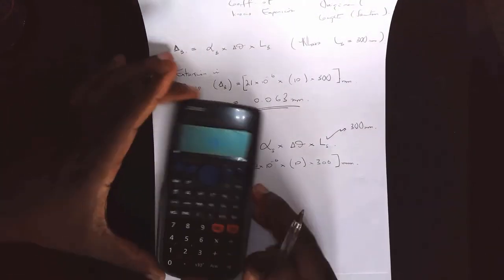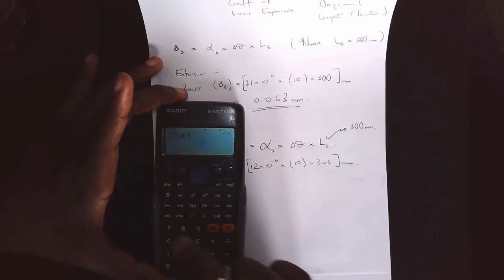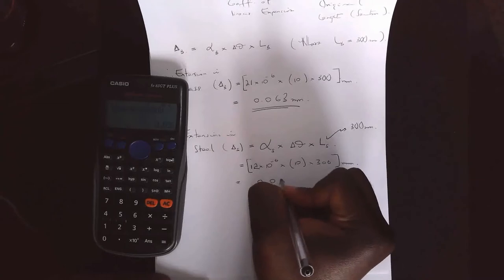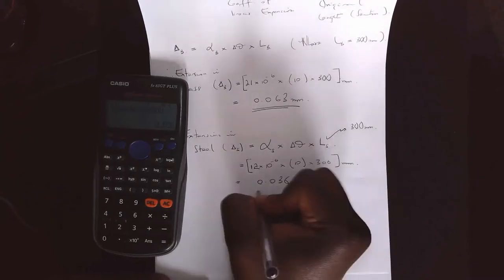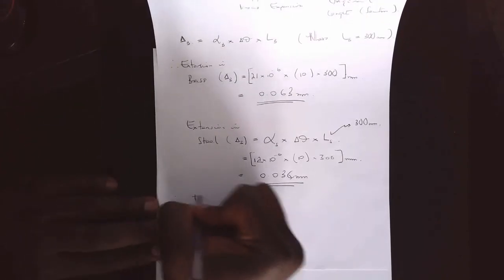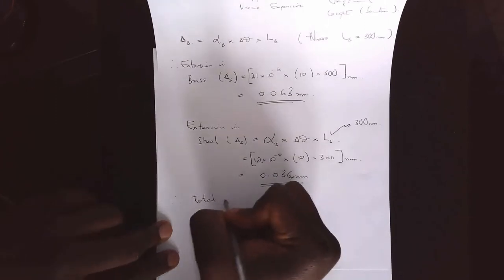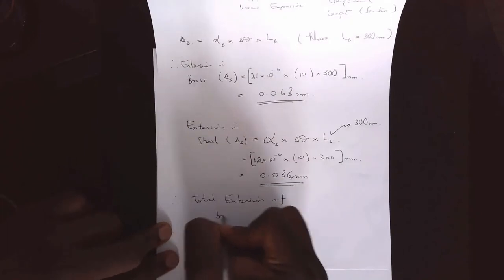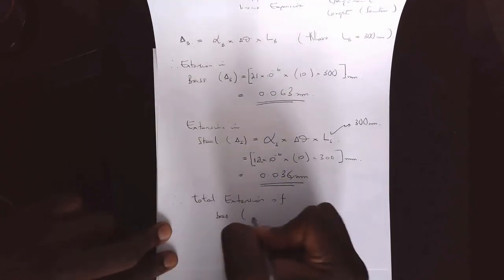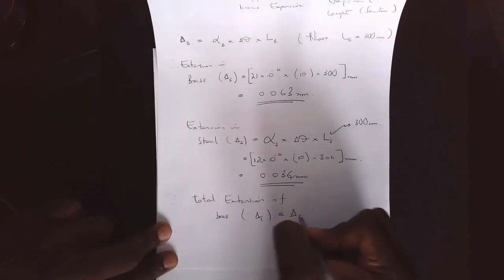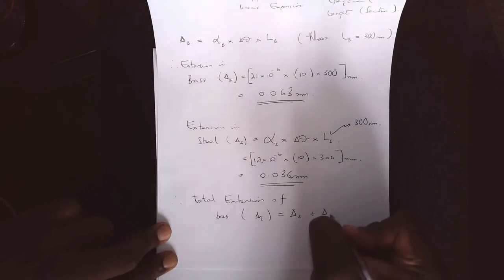So we'll bring our trusted calculator. 12 times 10 to the power minus 6 times 10 times 300. And that gives 0.036 millimeters. So therefore, the total extension of the bar, or the composite bar, so let's call that delta T, will be equal to delta S plus delta B.